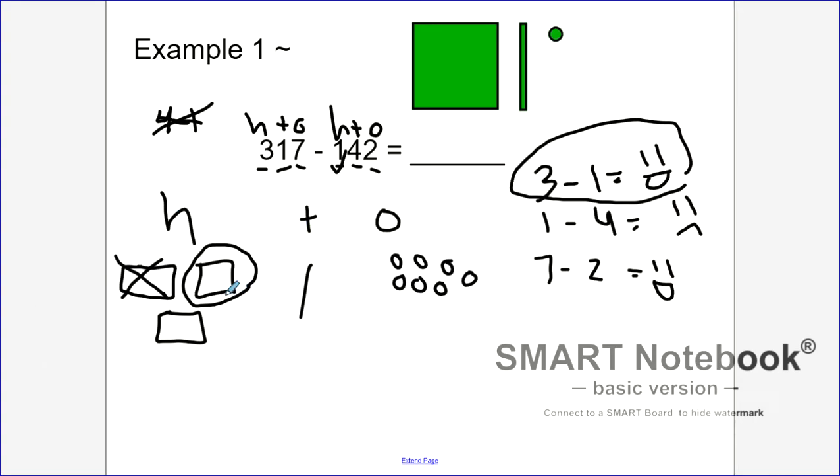So I've got my 100, and I'm going to change it into tens. Notice I didn't say subtract it, I just simply said change it. So we're going to change it into 10 tens. 1, 2, 3, 4, 5, 6, 7, 8, 9, 10.